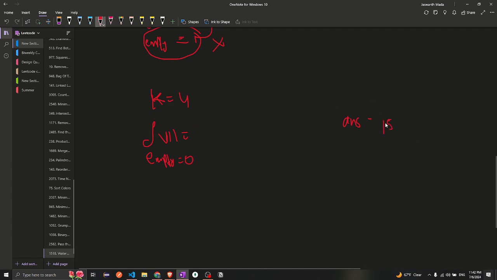My answer will become 15, my full will become 0, and my empty will also become 15, right? Now, we need 4 bottles in order to get one full bottle. So we have 15 bottles and we need 4. If we divide 15 by 4, we'll get 3 full water bottles. So when we divide empty by k, we get 3 full water bottles.